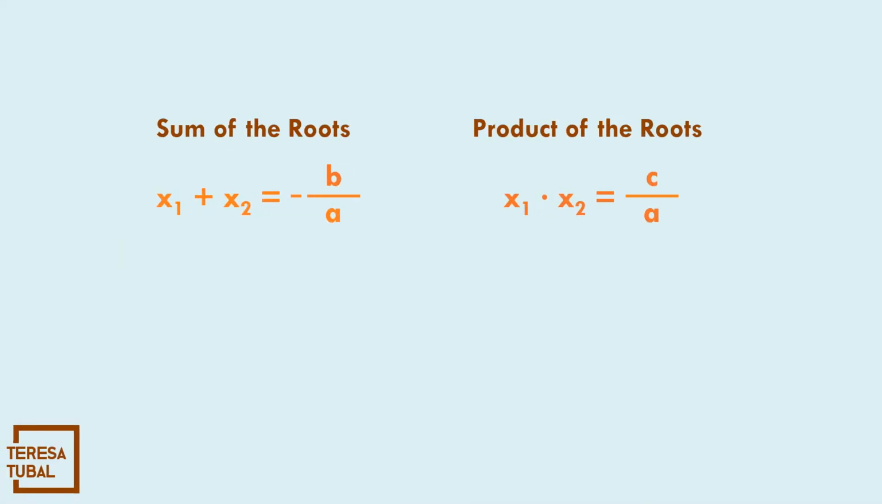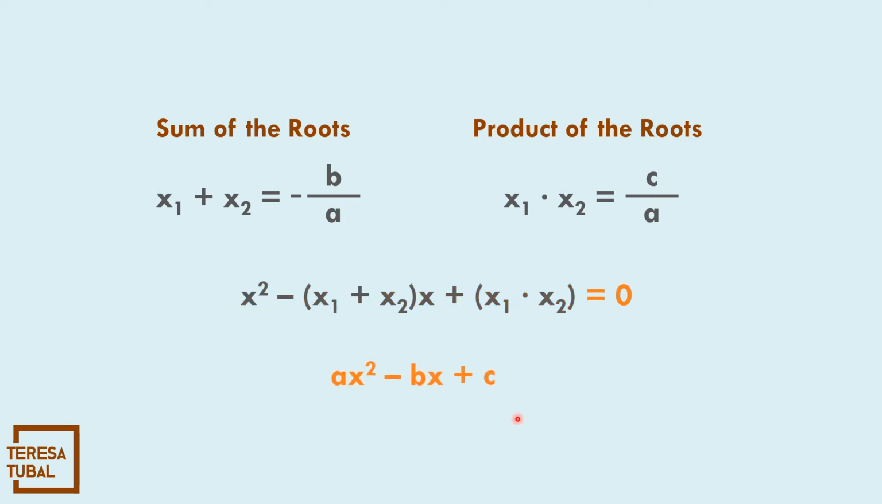What if we want to rewrite the sum and product of the roots into the given quadratic equation? So the formula is x squared minus the sum of the roots, let us write x, plus the product of the roots equals 0. Or as you can see, this is also a standard form of ax squared minus bx plus c equals 0.